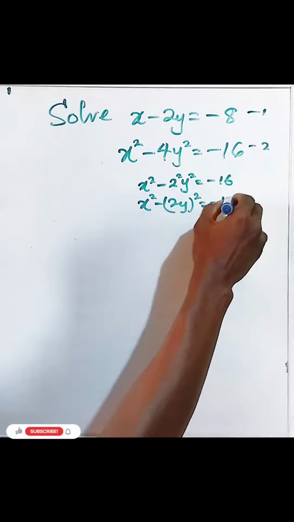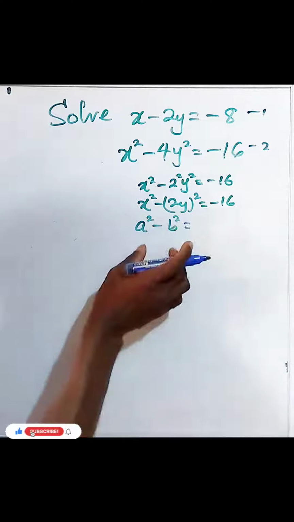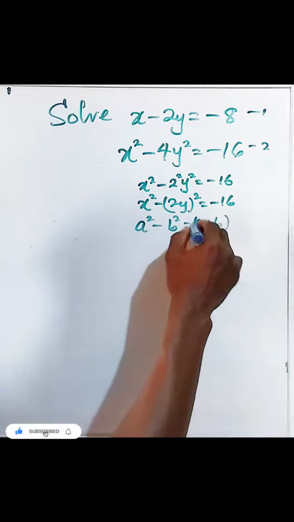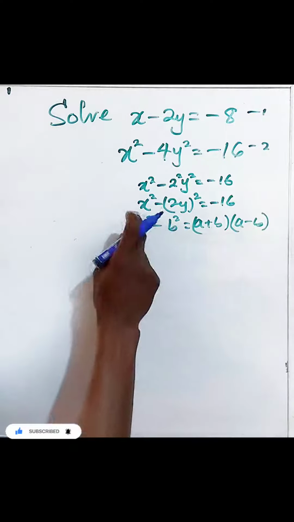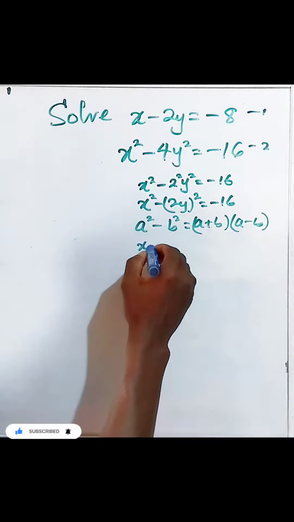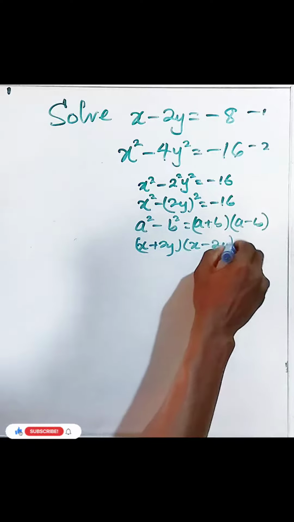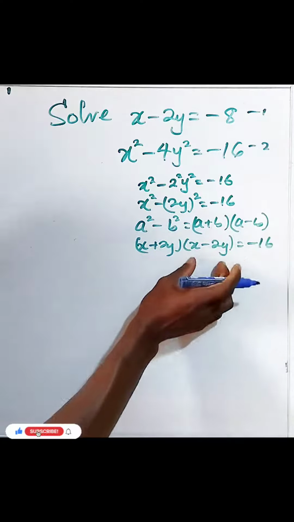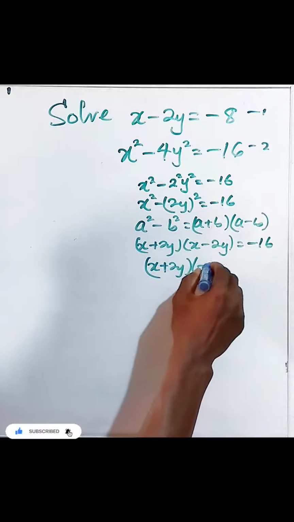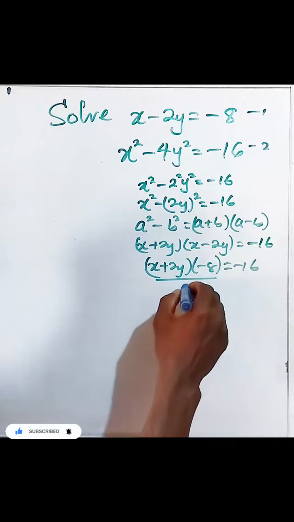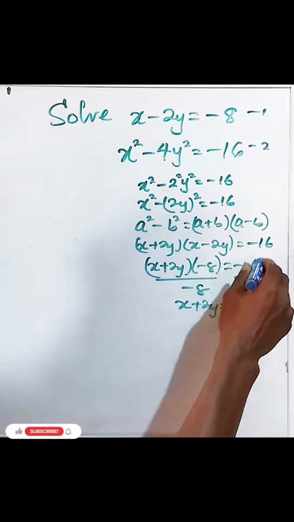If you look at this expression, it is likened to a squared minus b squared, which is (a plus b)(a minus b). That is the difference of two squares. Now let us apply the rule here. Implying that x equals a, b equals 2y, then (x plus 2y)(x minus 2y) equals minus 16. Now we can see that x minus 2y equals minus 8, so we have (x plus 2y)(minus 8) equals minus 16. Dividing both sides by minus 8, then you have that x plus 2y equals 2, right?